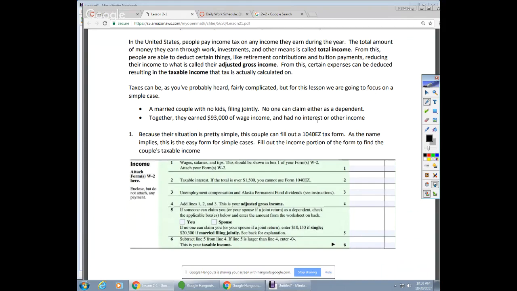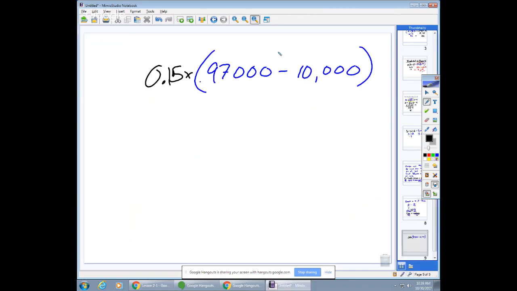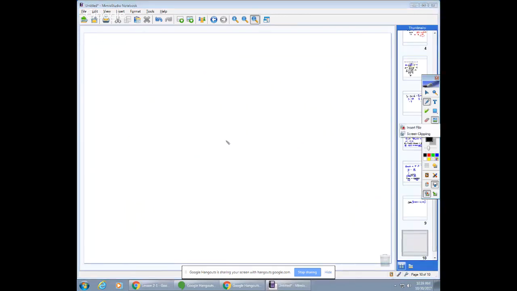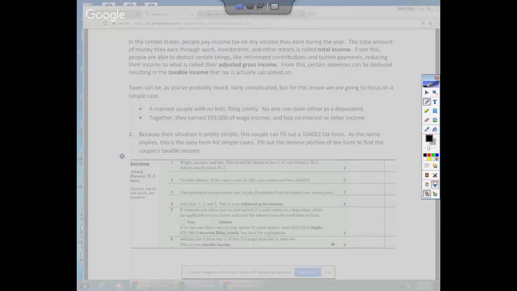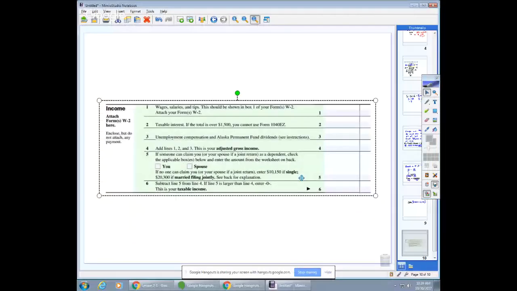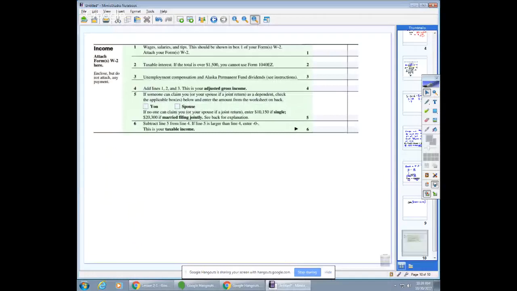So let's see. We're going to try and fill this out based on this couple's information. So wages, salaries, tips, all that added up is what we call gross income. And they only have 93,000. So in line 1, we just have a 93,000 there. And I'm going to copy this into my workbook. All right, so we've got 93,000 so far. And we had no cents.